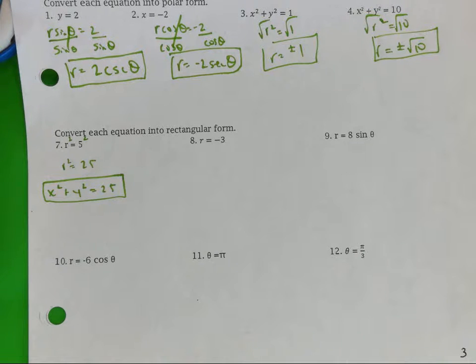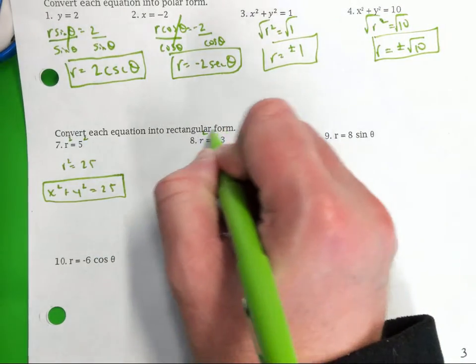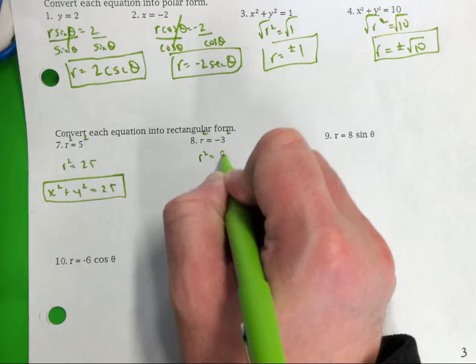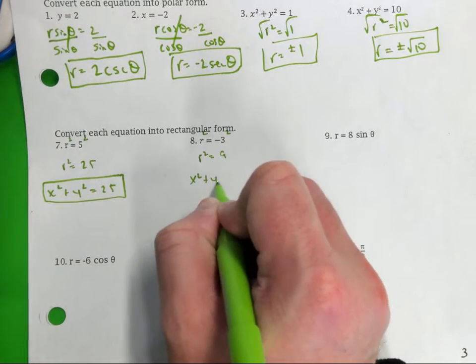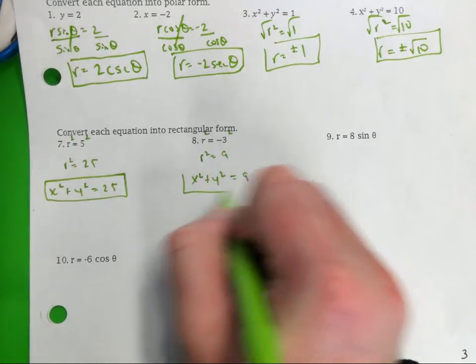All right, on number 8, what do we need to do? Just square both sides again. So r squared equals 9. Replace r squared with x squared plus y squared equals 9, and that is your answer.